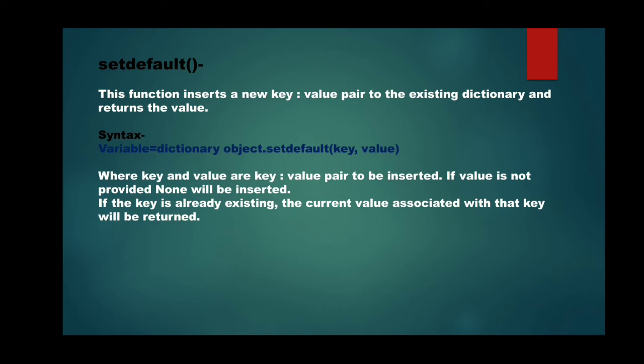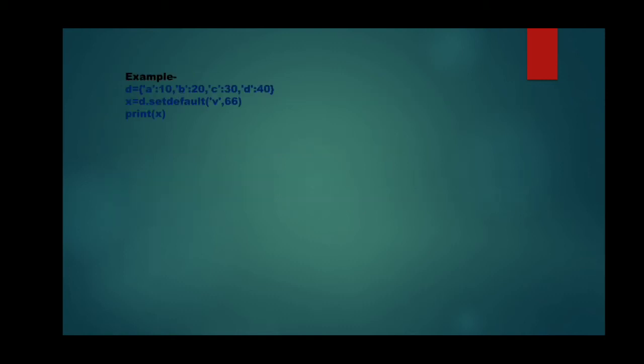And suppose you have provided a key that is already existing in the dictionary, so this is not a new key but an already existing key. In that case, it is not going to insert that key value pair, but it is simply going to return the current value of that key which exists in the dictionary. Okay, let us understand it with the help of an example.